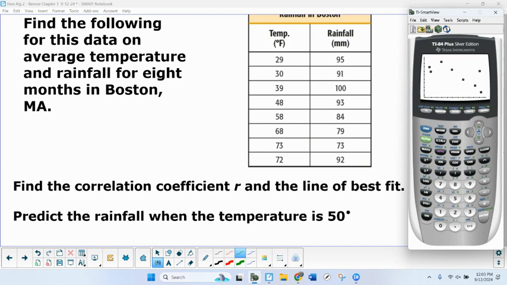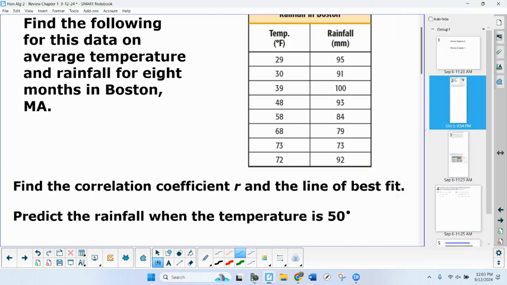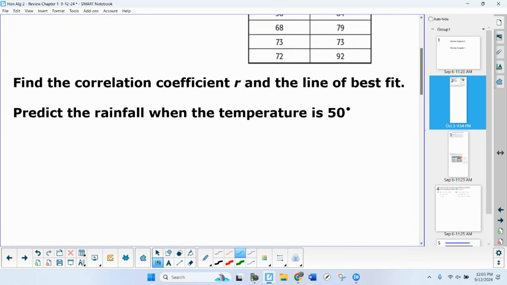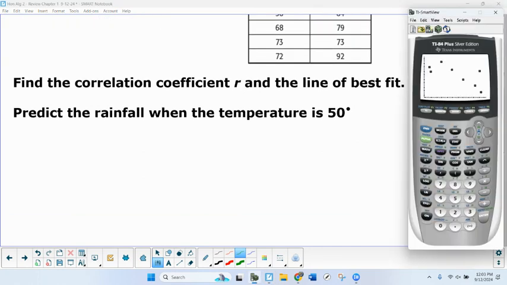Now, how do I find the correlation coefficient and the line of best fit? You will have to write that down on your test and for your practice test. So what are you going to do here? Not yet. You can't go to VARS yet because I haven't run the regression. Stat, Calc, 4, LinReg. I hit enter. You guys go down to Calculate, hit enter.